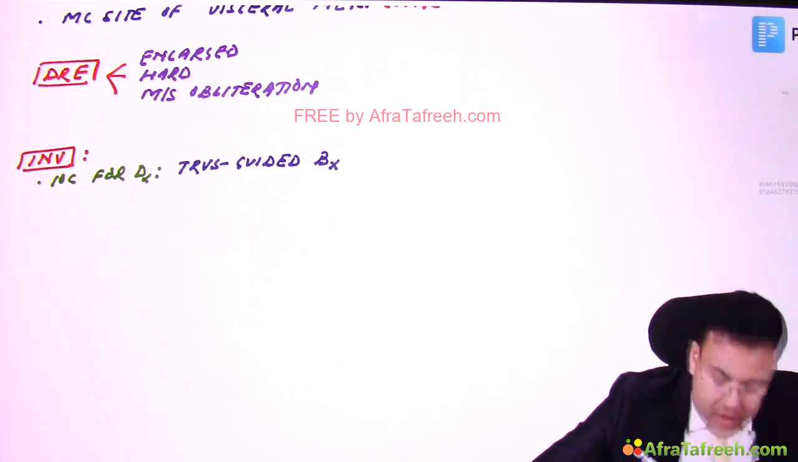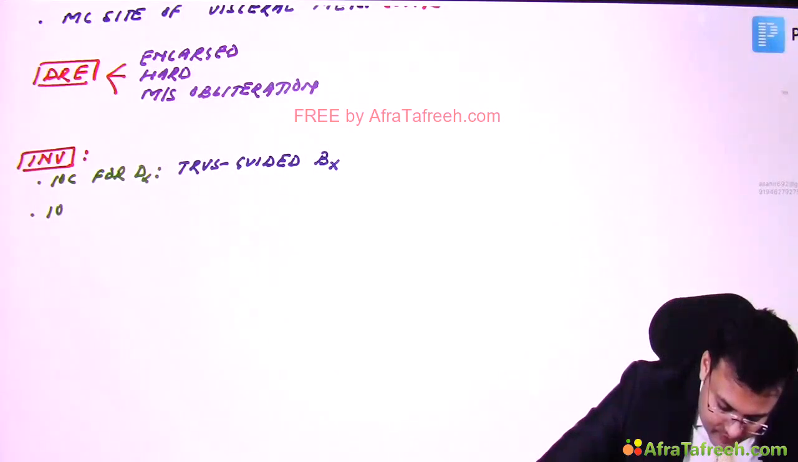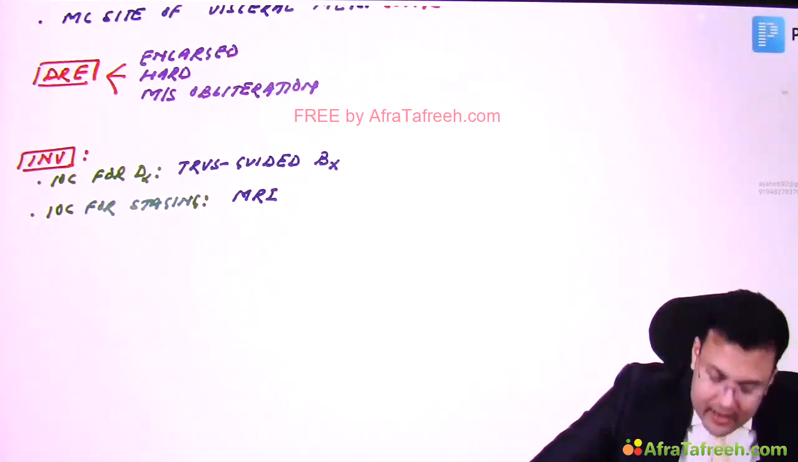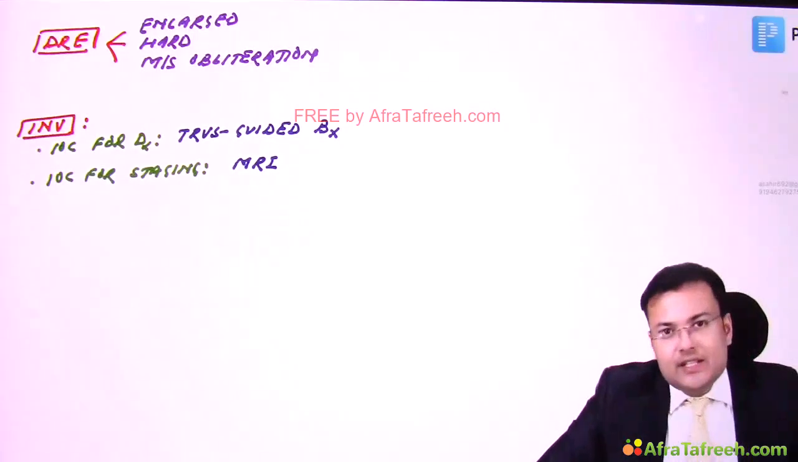MRI. So here are the investigations used. First question, investigation of choice for diagnosis, and this is TRUS guided biopsy. Second, investigation of choice for staging, we go for MRI, and the special type of MRI, that is endorectal coil MRI, right? So these are the investigations which are done.